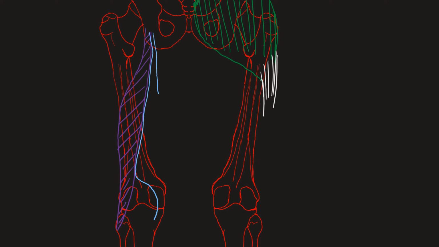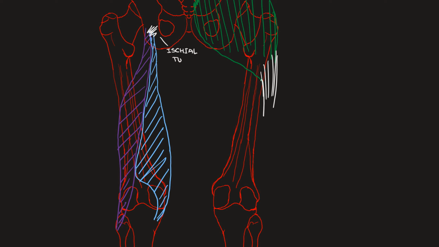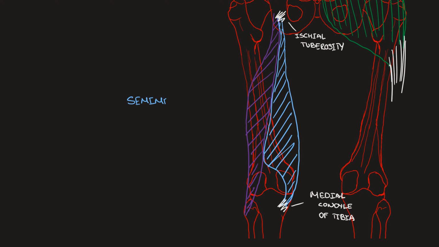Next, we have the semimembranosus, and the semimembranosus has a proximal attachment to the ischial tuberosity, and it has a distal attachment to the posterior surface of the medial condyle of the tibia. And the semimembranosus is innervated via the tibial division of the sciatic nerve.